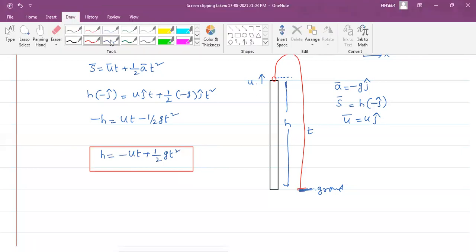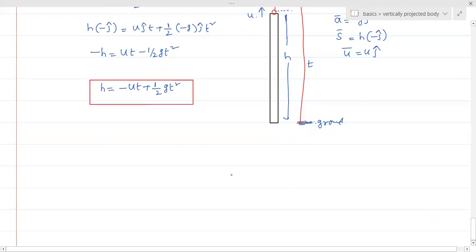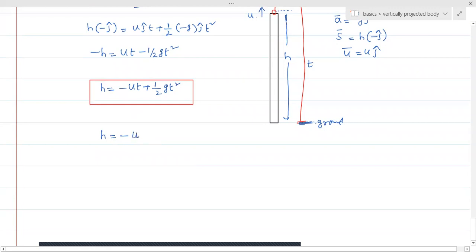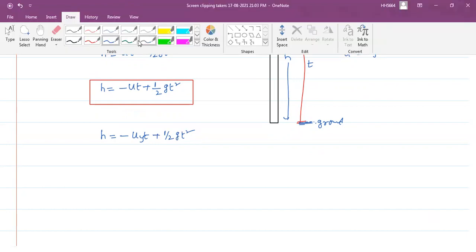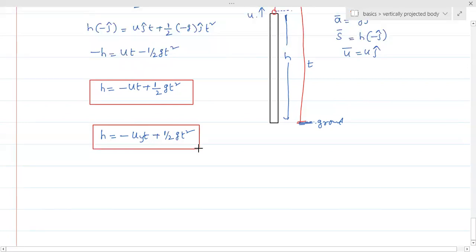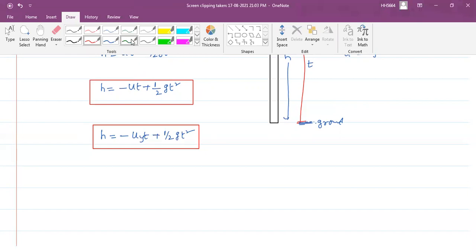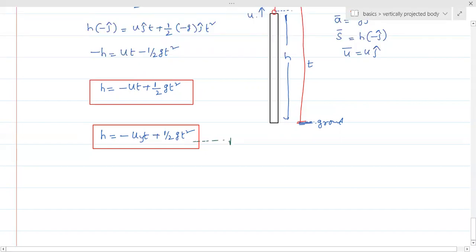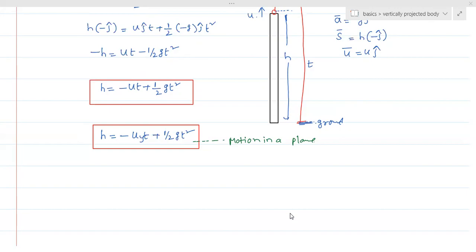Or we can understand this in another form, for future reference. h equals minus u y into t plus half g t square, since the body is projected in the y direction. We can take this format also, but it is not useful right now. It is useful in motion in a plane. So you only have to confine up to h equals minus u t plus half g t square.